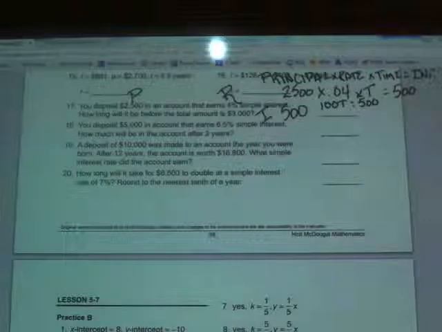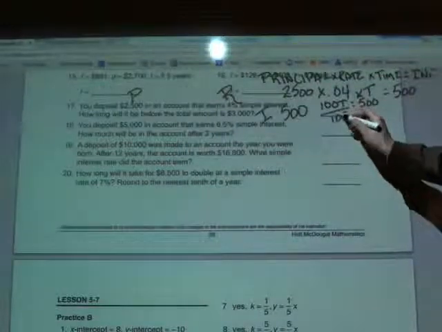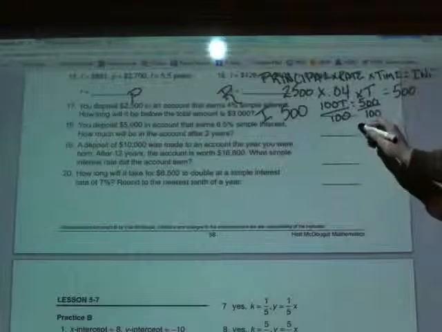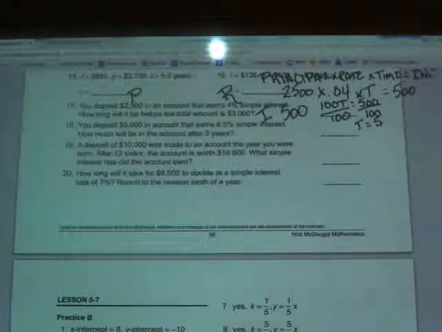Well, that's, again, notice every single time here it's worked out to be a multiplication equation. That's not a coincidence. So we're going to have to solve by dividing across by 100, and we end up finding out that T is 5. Meaning it took 5 years to make that $500 in interest. Number 19, a deposit of $10,000 was made to an account the year you were born. After 12 years, the account is worth $16,600. What simple interest rate did the account earn?